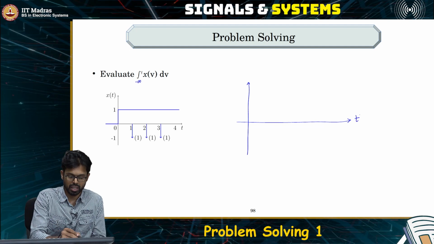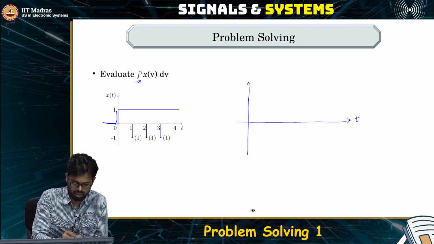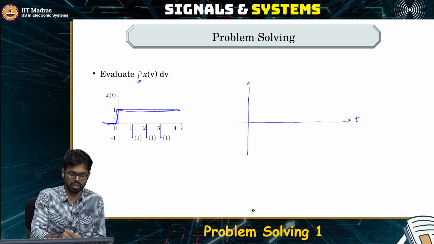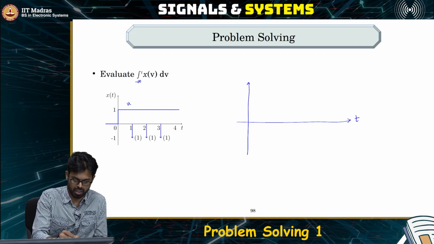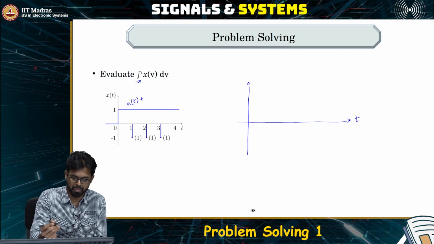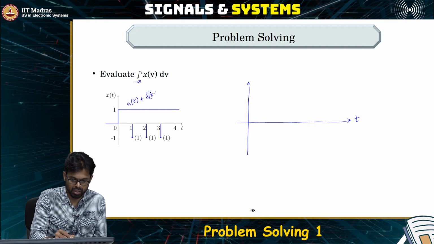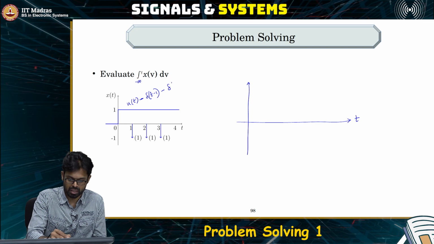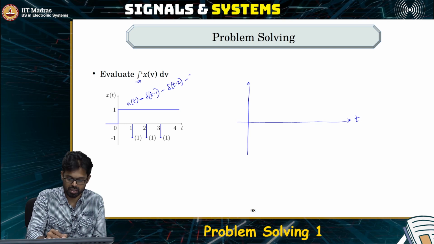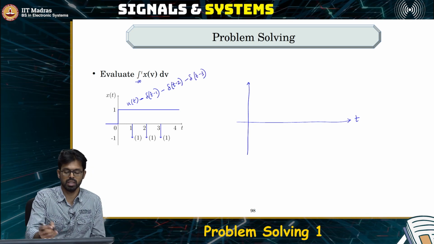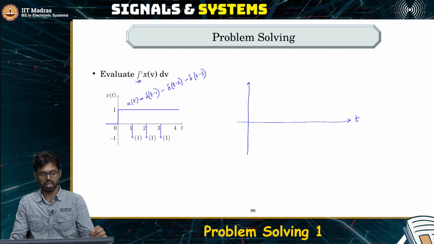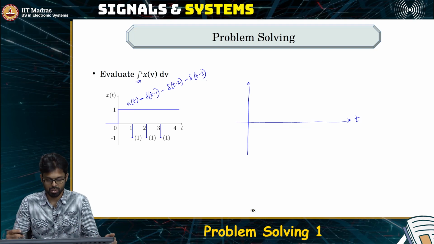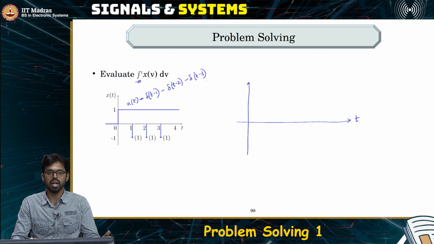So let's first take this part, which is basically a step function, right. So what we have here is a step function plus delta of t minus 1 minus delta of t minus 1 minus delta of t minus 2 minus delta of t minus 3. This is the analytical expression of this entire plot. You can integrate this completely and then plot it, but the nice thing is we can do this graphically as well.